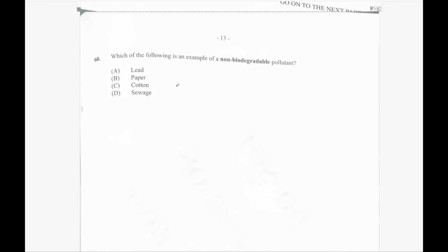Question 60. Which of the following is an example of a non-biodegradable pollutant? And we will have to go with A, lead. And that brings us to the end of the 60 questions for the May-June 2026 Paper 1 in Human and Social Biology.